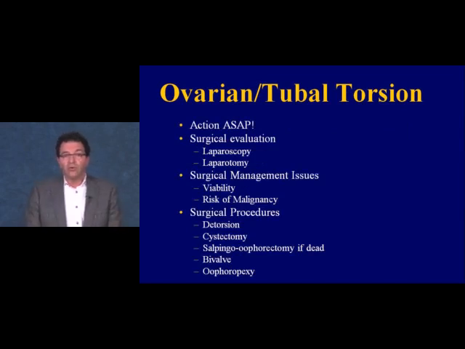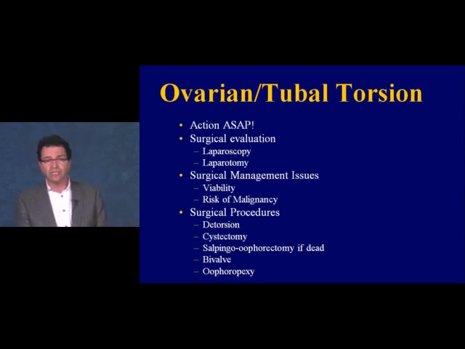So with ovarian or tubal torsion, we want to act as soon as possible. It is a surgical emergency. Whether it's approached laparoscopically or by laparotomy, it's whatever the surgeon is comfortable performing. The surgical management really revolves around the point of viability. Most ovaries and tubes can be saved. They can be detorsed and saved. The risk of malignancy is extremely small based on studies that have been done, but if there is a mass present, one would want to remove the mass if possible.